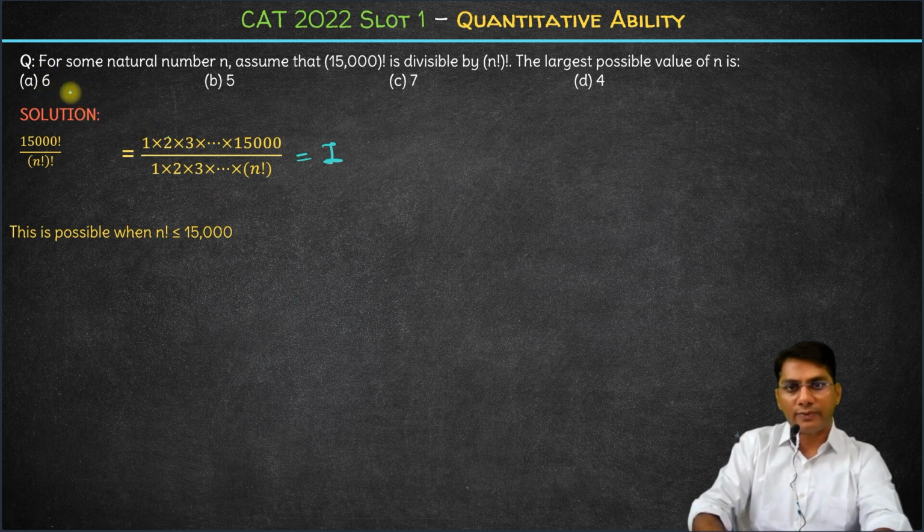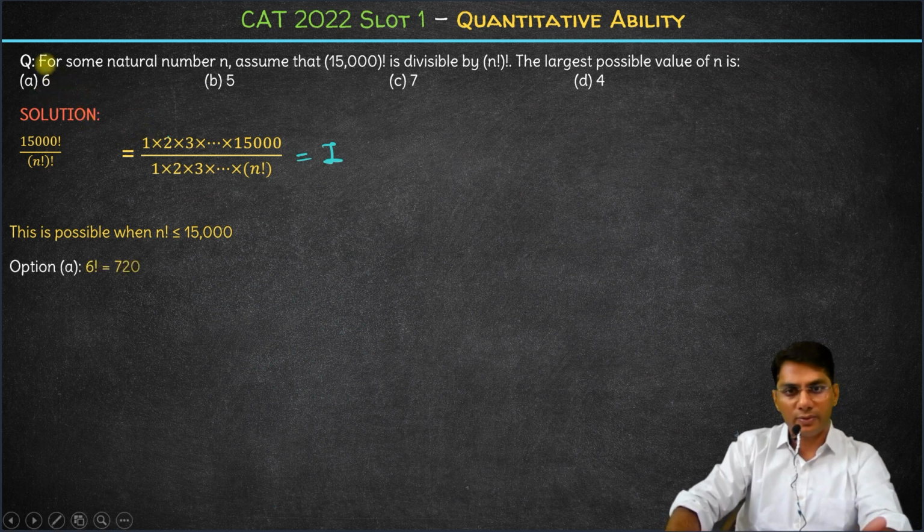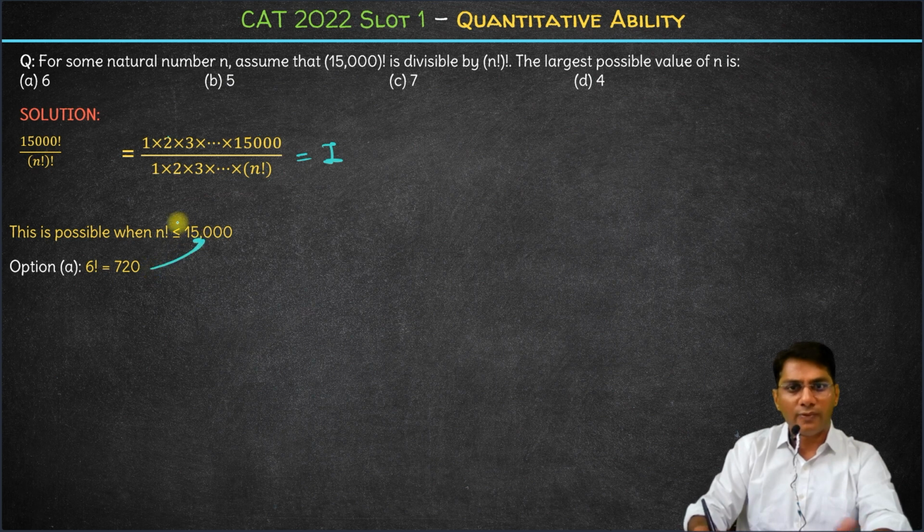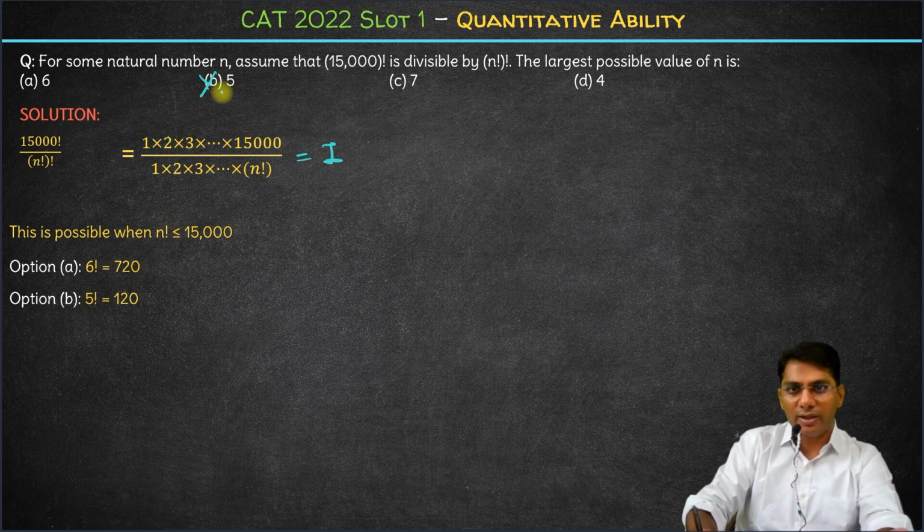Option A, 6 factorial. 6 factorial we know is 720. So there is a lot of scope for this to increase. If n is 6, 6 factorial is 720, 7 factorial is way less than 15,000. So there is still scope for n to increase. Next, if n is 5, 5 factorial is 120. Even 6 factorial itself gave us a higher value of n which satisfies this. 5 factorial need not be checked. 4 also need not be checked.